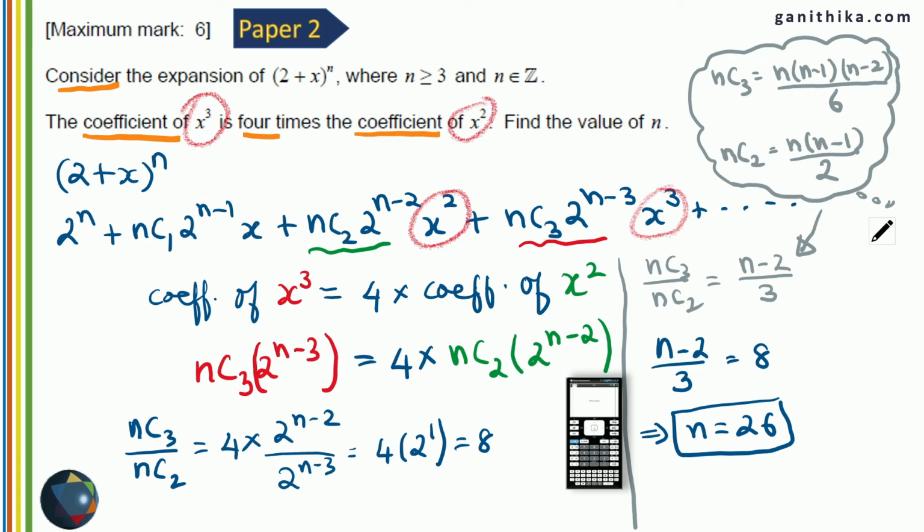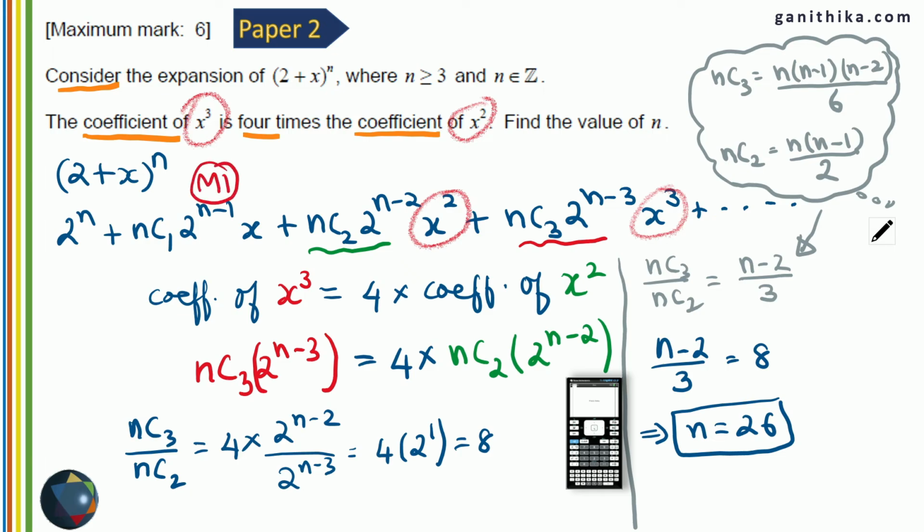You can either use the graph or the equation solver to find the value of n to be equal to 26 without using the formulas for nC3 and nC2. You can use the formulas if it was in paper 1. Since this is in paper 2, you can directly use the calculator and find the value of n equal to 26.